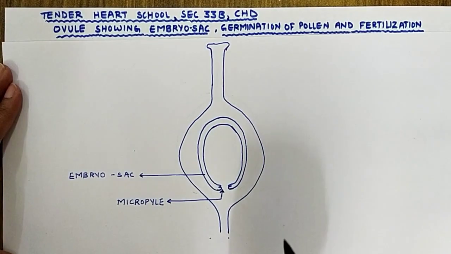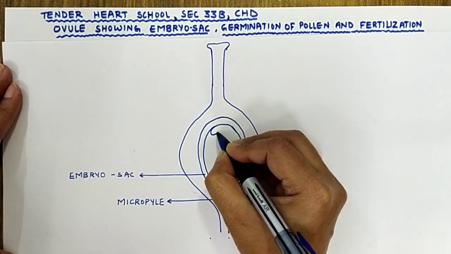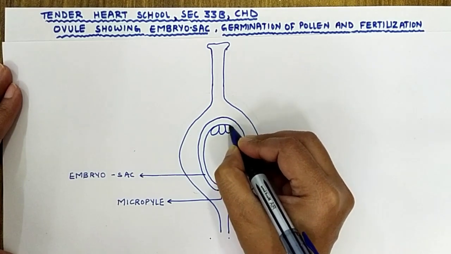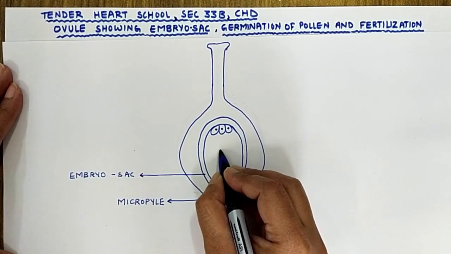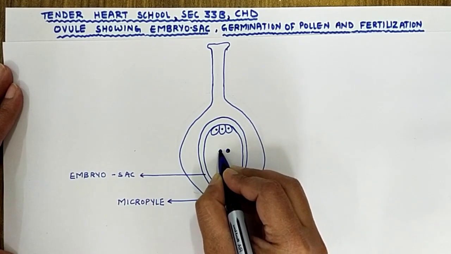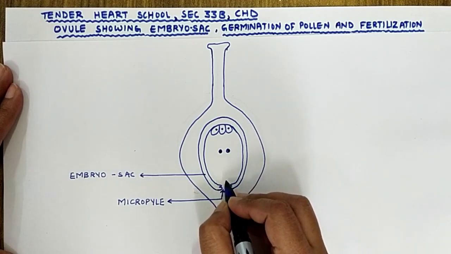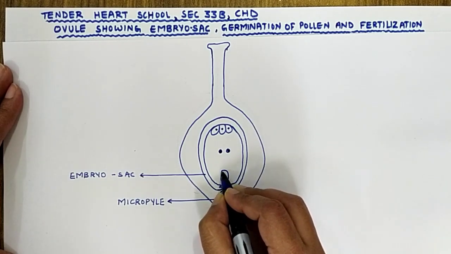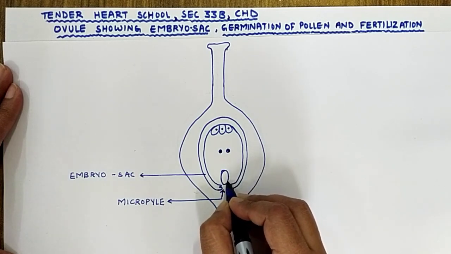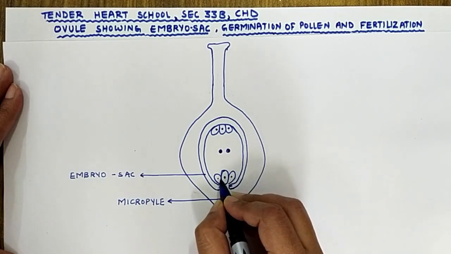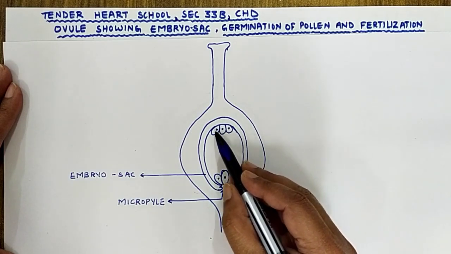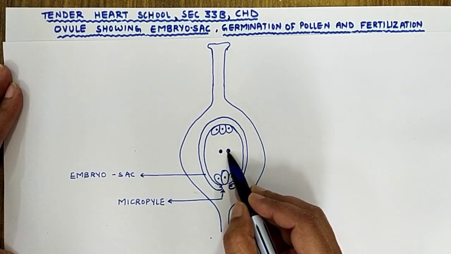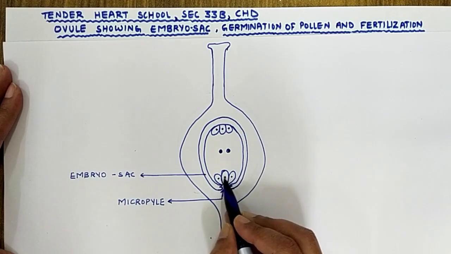Inside the embryo sac, on the upper side we have 3 cells called the antipodal cells. In the center we have 2 nuclei called the polar nuclei, and at the base we have the egg cell which is surrounded by 2 synergids. So in total inside the embryo sac we have 7 cells: 3 antipodal cells, 2 polar nuclei, 1 egg cell and 2 synergids.